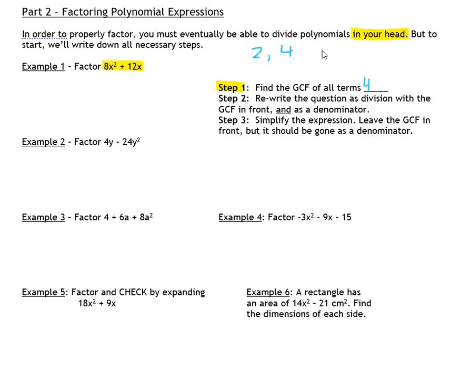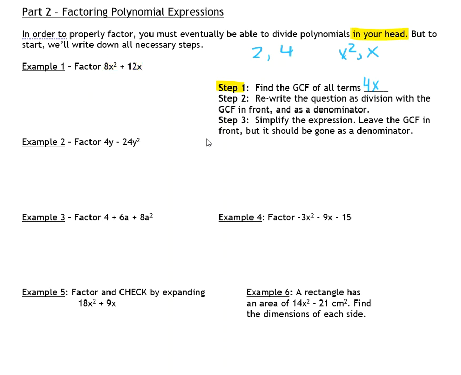And what about the variables? I've got an x squared and an x. What's the greatest common factor of those two? It's got to be the smaller one. It's got to be the x. Because this term here does not have an x squared in it, so I can't say x squared is a common factor if it's not even there.